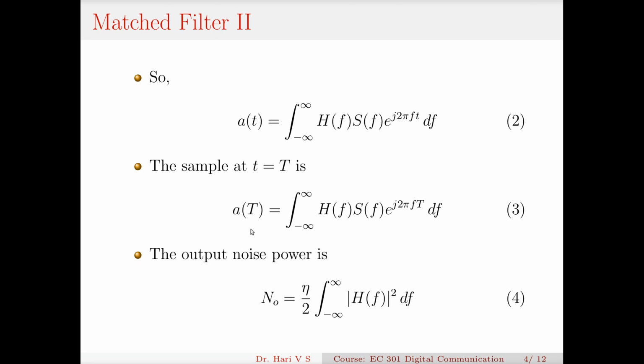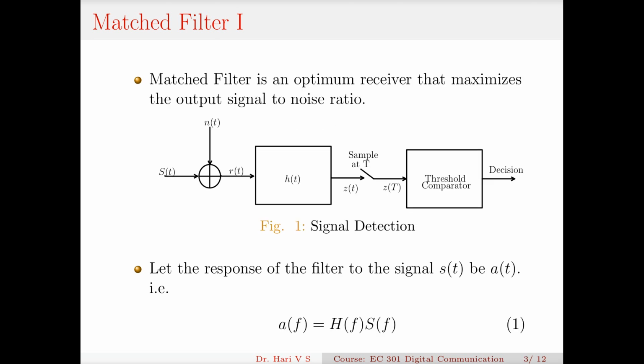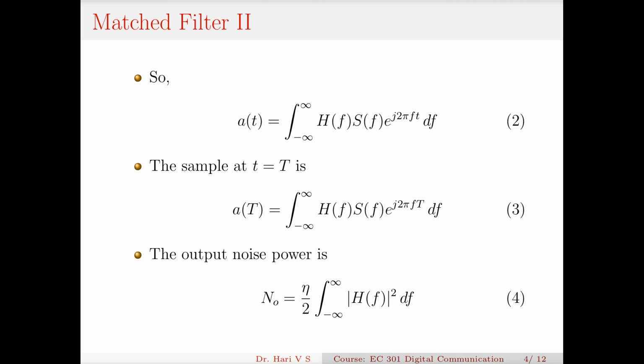Now I have to compute the output noise power. I assume that the incoming noise is AWGN with, say, power spectral density η/2. So the output noise power will be η/2 times the integral from minus infinity to infinity of |H(f)|² df, where H(f) is your matched filter transfer function.